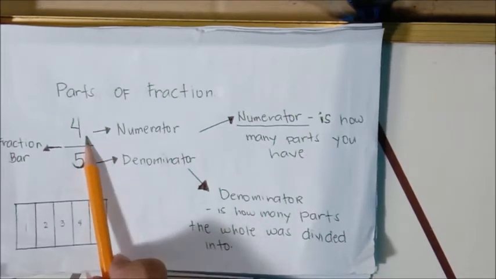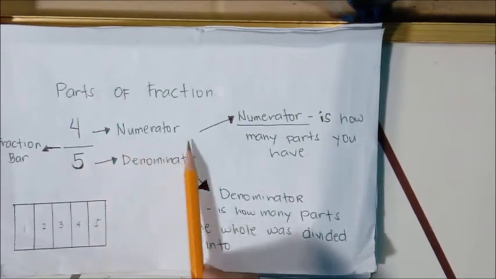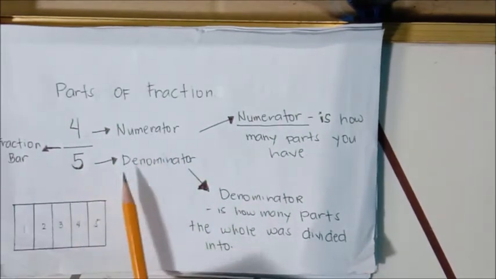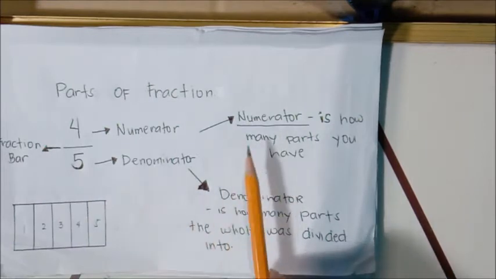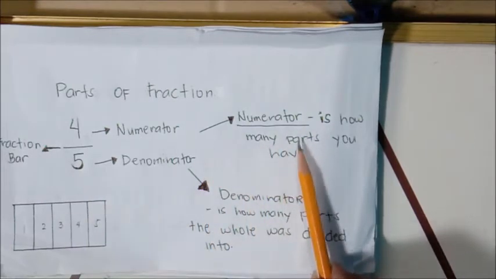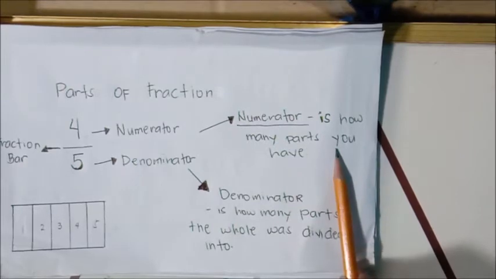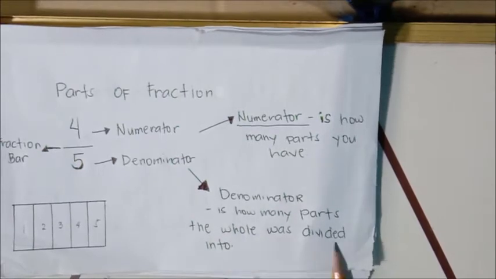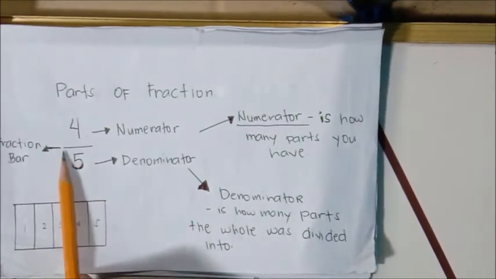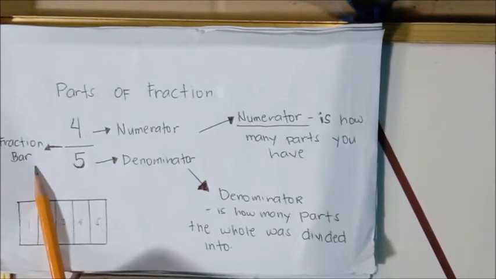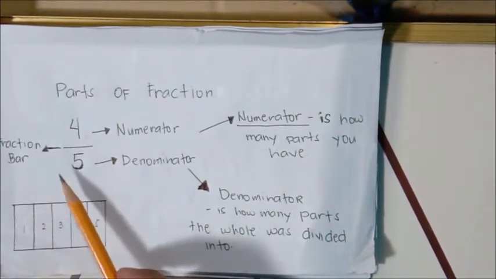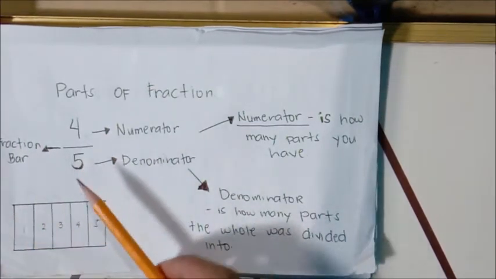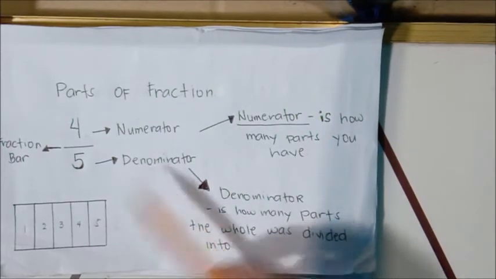The number at the top is called the numerator and the number at the bottom is called the denominator. What is the numerator? The numerator is how many parts you have, and the denominator is how many parts the whole was divided into. The line is called the fraction bar. The fraction bar is the line between the numerator and the denominator.